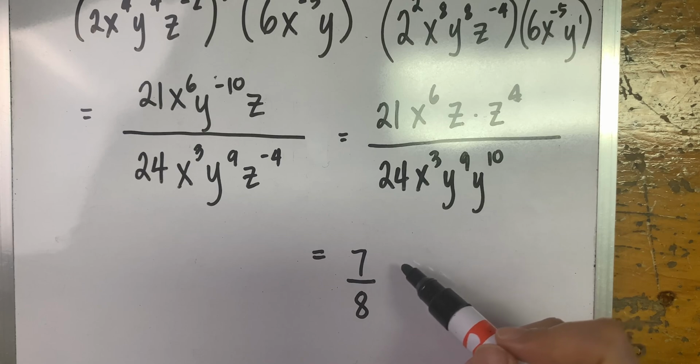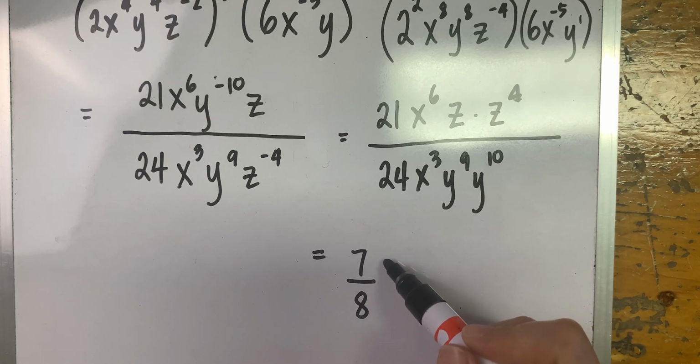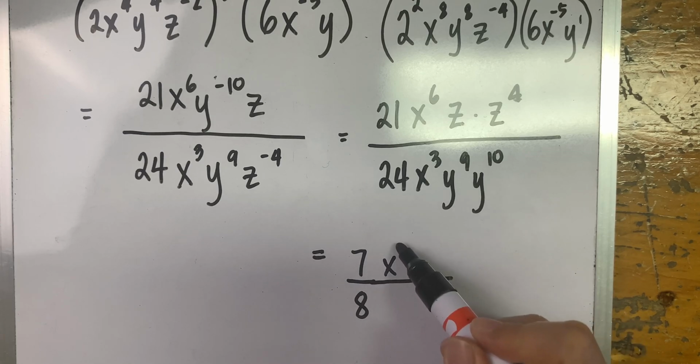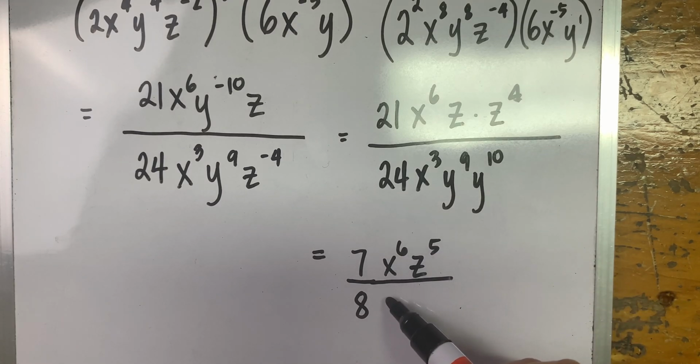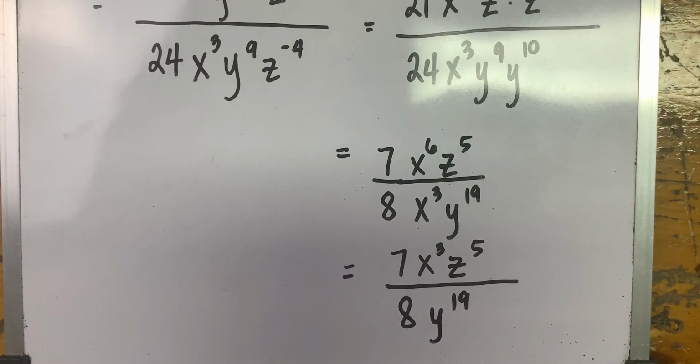Okay. So, we'll have x to the 6th power at yung z to the 5th power. Dito, x to the 3rd and then y, 19. Now, merong division dito for x to the 6th and x to the 3rd power. So, subtract lang natin as part of the law of exponent. Ang sagot natin ay 7x cubed z to the 5th over 8y to the 19th.